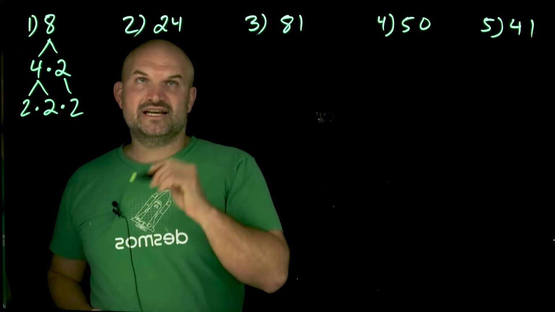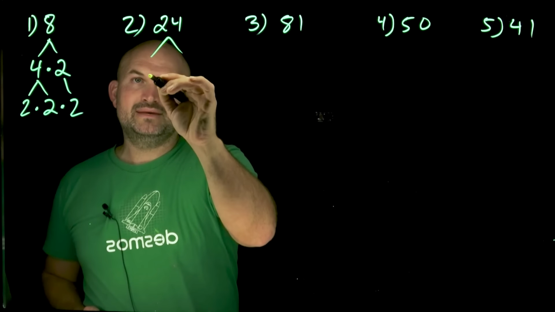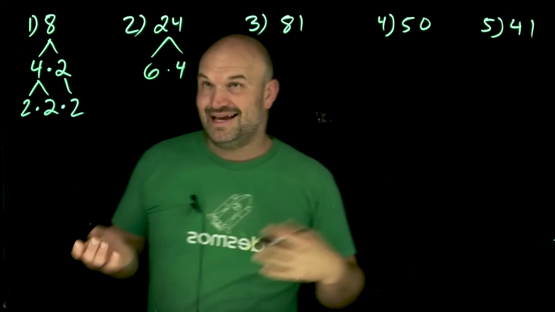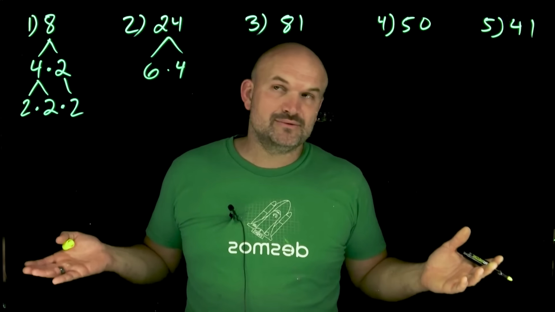Let's do one more. If I was going to take 24, just think of any two numbers that are going to multiply to give you 24. What comes to mind to me is 6 times 4. You might have said 8 times 3, right? You might have thought 12 times 2. You can go any way you want to, ladies and gentlemen.